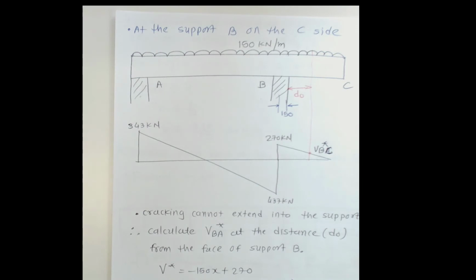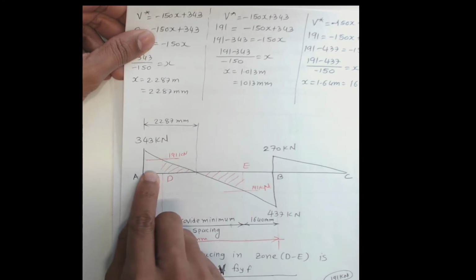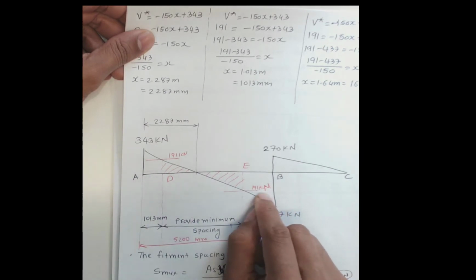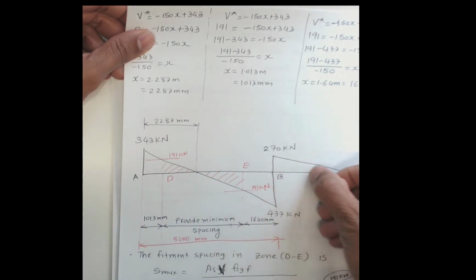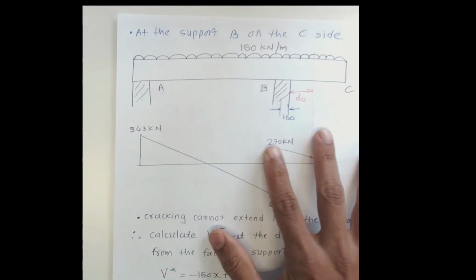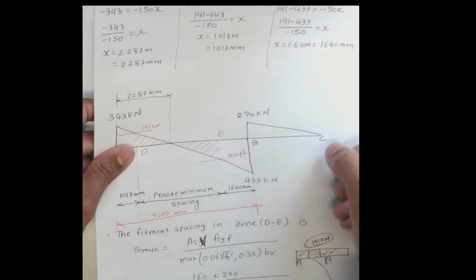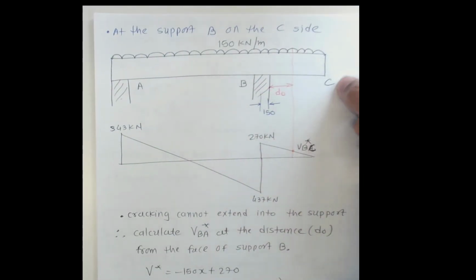Now the last thing we'd like to do is the remaining spacing. What we did: first we calculated 326 millimeter, 165 millimeter spacing, and 90 millimeter spacing. Now we'd like to calculate how much spacing we are providing at support B towards C. That is written here, at support B on the C side.